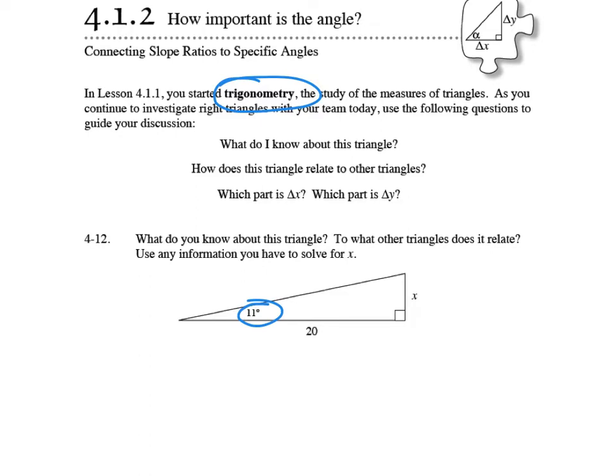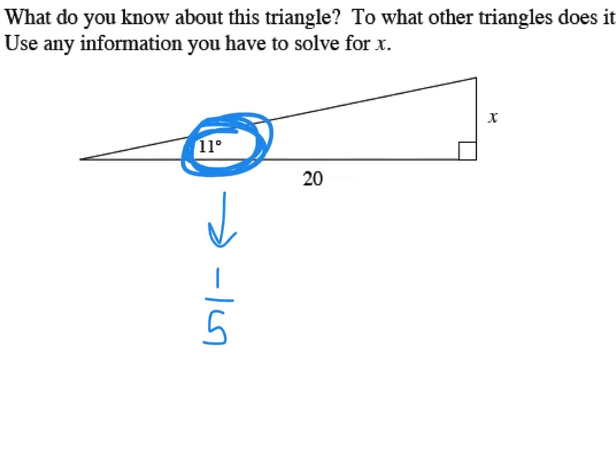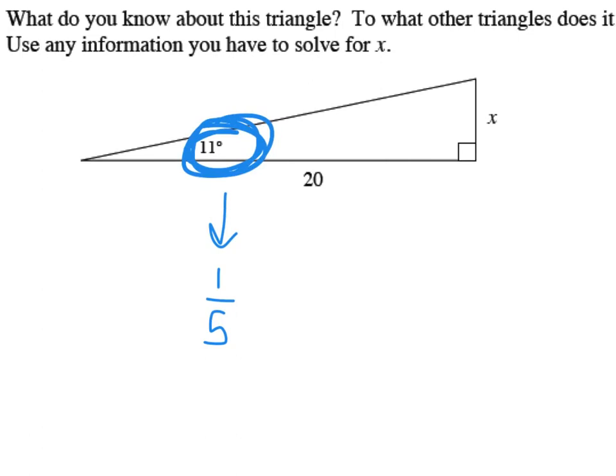So what we're going to do is recognize the fact that yesterday, when we were dealing with this 11-degree angle, we said that there was a slope ratio that took place with an 11-degree angle, and that slope ratio was 1 over 5. And so understanding that the slope ratio of an 11-degree angle is 1 over 5 for a right triangle, we can set up a proportion, because any triangle that has an 11-degree angle is going to be similar to this one.